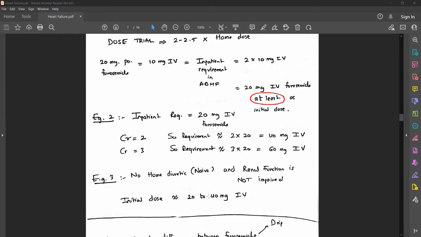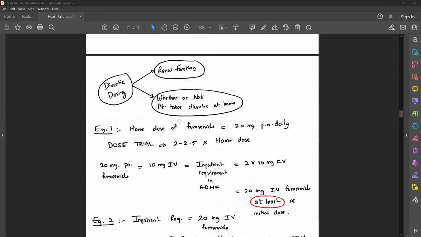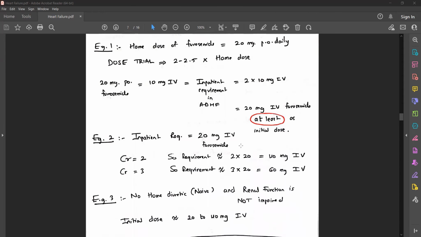Then another patient, for example, who does not use any furosemide or any loop diuretic at home, is pretty euvolemic at baseline, and the kidney function is also normal. If they come in and you're choosing an initial dose, you can start with 20 to 40 milligram of IV furosemide. So you always look at these two things, whether they're taking a diuretic at baseline or not, and how is their kidney function, and then you decide how much furosemide to give.